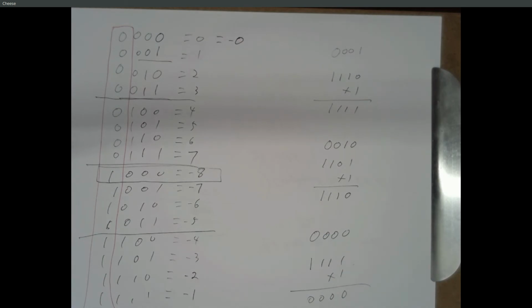Wait, so it can't go to like negative 10, 11? It can't, because with 4 bits, we're limited from positive 7 down to negative 8. If it's an unsigned 4-bit number, it goes all the way from 0 to 15.